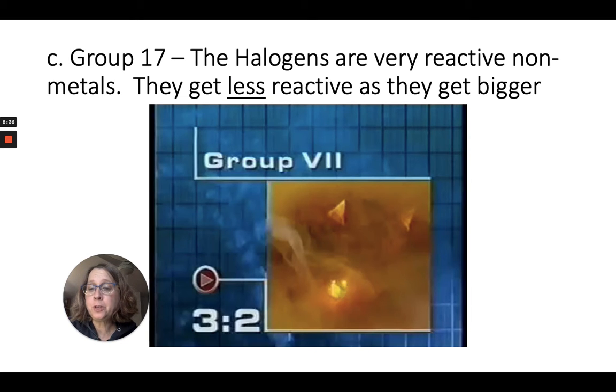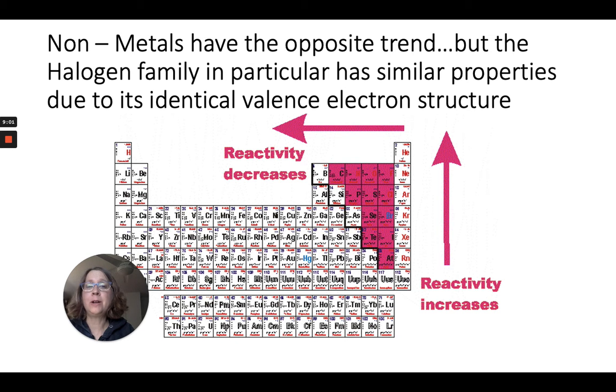Now, another group that you need to know is group 17. They're called the halogens. And the halogens are all the way on the other side of the periodic table. They are very reactive nonmetals. They are less reactive as they get bigger. So they have sort of the opposite trend of what we saw with the alkali metals. In fact, the most reactive nonmetal on the periodic table is fluorine gas. Nonmetals have an opposite trend. But they do have a similar trend based on their identical valence electron structure.